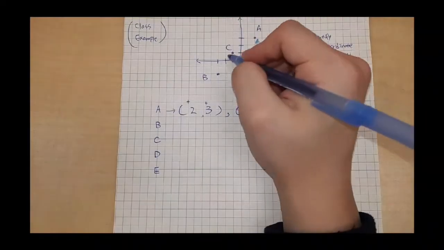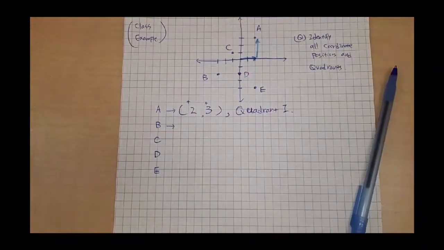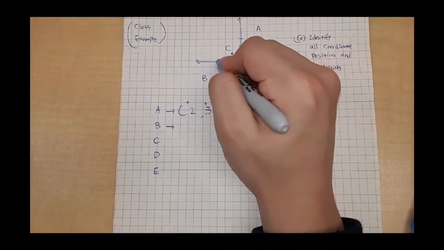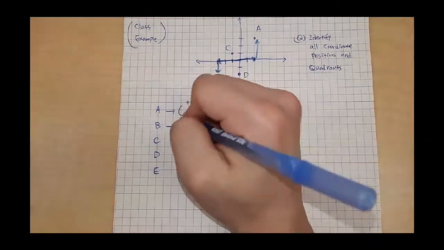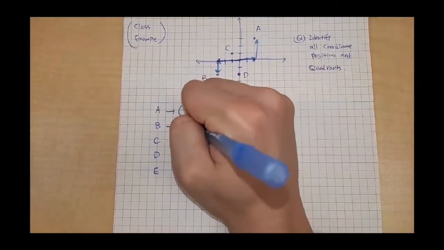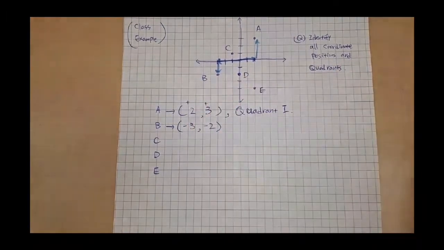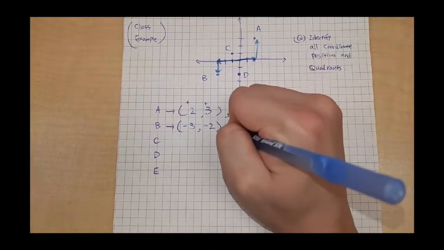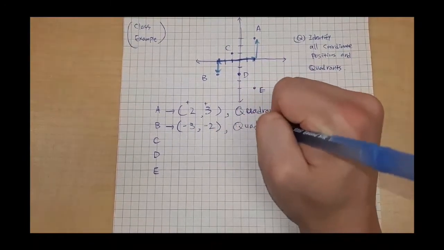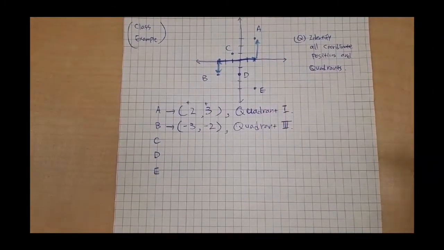Next example, B. You may notice that, unlike the previous one, I have to move 1, 2, 3 to the left and 2 down. Fancy way of saying 3 to the left is minus 3, comma, 2 down means negative 2. So (-3, -2), which is a fancy way of saying this belongs to quadrant 3. Anything that belongs left and bottom is quadrant 3.